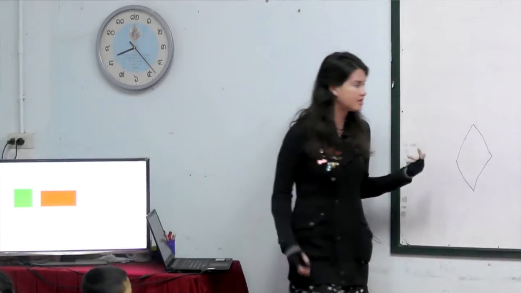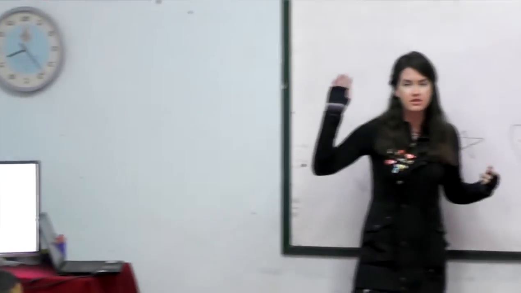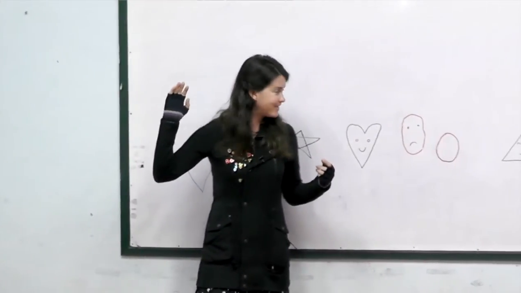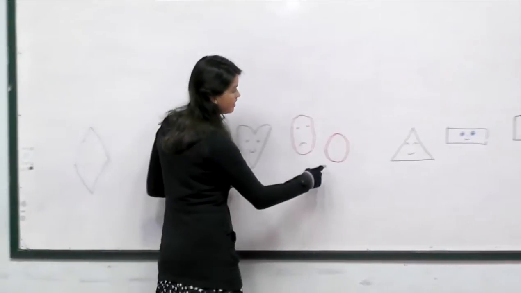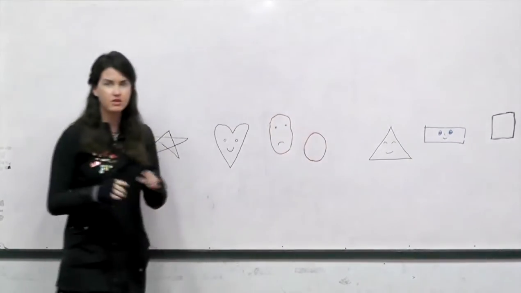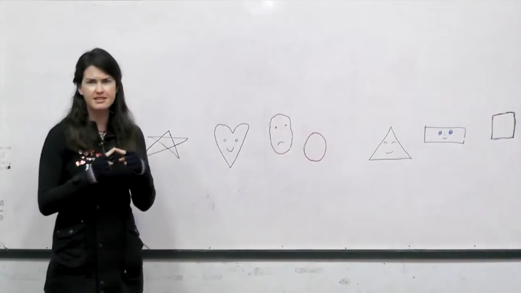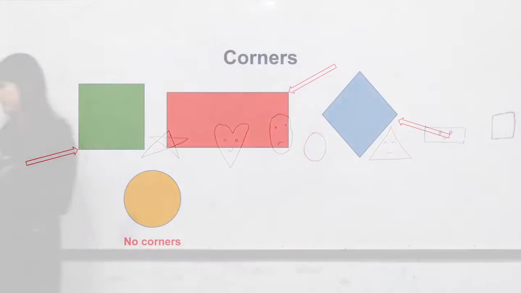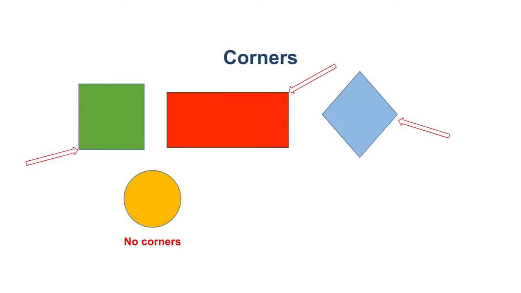How many corners are on our circle? Who can show me? Do we have any corners? No. Do we have any sides? No. What about our oval? Do we have any corners? No. Do we have any sides? No. Okay. Good thinking, friends. On our circles, we don't have any sides. We don't have any corners. No corners. What about our oval? No corners.